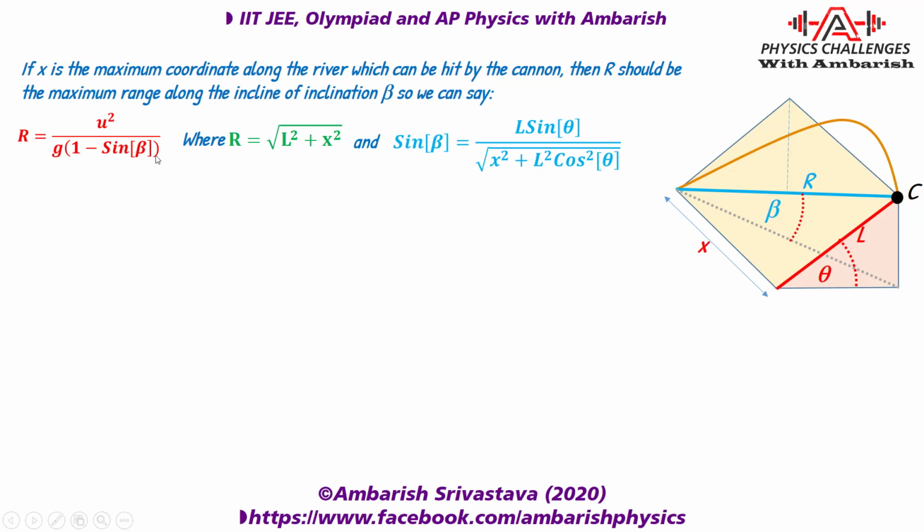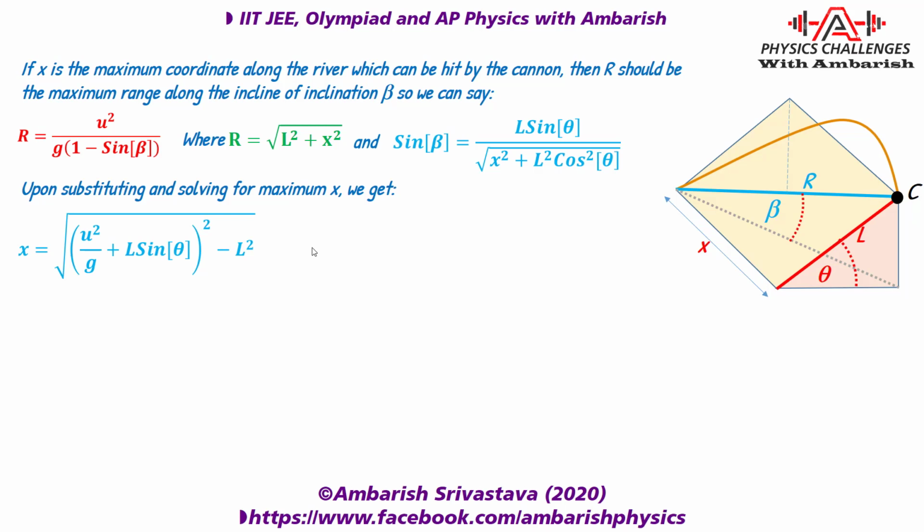So now this is the result, and we can just plug in the value of r over here and sine beta over here, and then we can solve for x, for the maximum range. So upon substituting and solving for maximum x, we get the value of x as under root of (u square by g plus L sine theta) whole square minus L square. Looks a bit complicated, but when you solve the equation, it's not very complicated. We can easily get this result by just a little bit of mathematical manipulation. So my cannon can fire the maximum distance equal to this much.